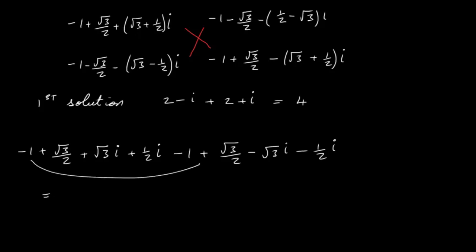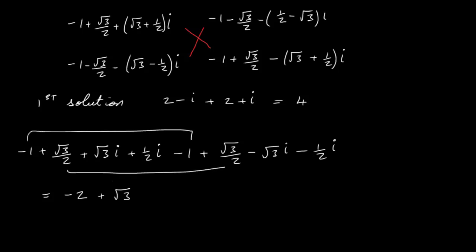So I can see here I've got minus 1 and minus 1, so that's going to be minus 2. We have plus root 3 over 2 plus root 3 over 2. That's just plus root 3. That's these two here. And I've done these two here. So we also have plus root 3 i minus root 3 i. And we also have plus a half i, and we have minus a half i here, so they're going to cancel as well. So this is our second root here. So I'll just put a box around this, and this was our first one here, which is 4.